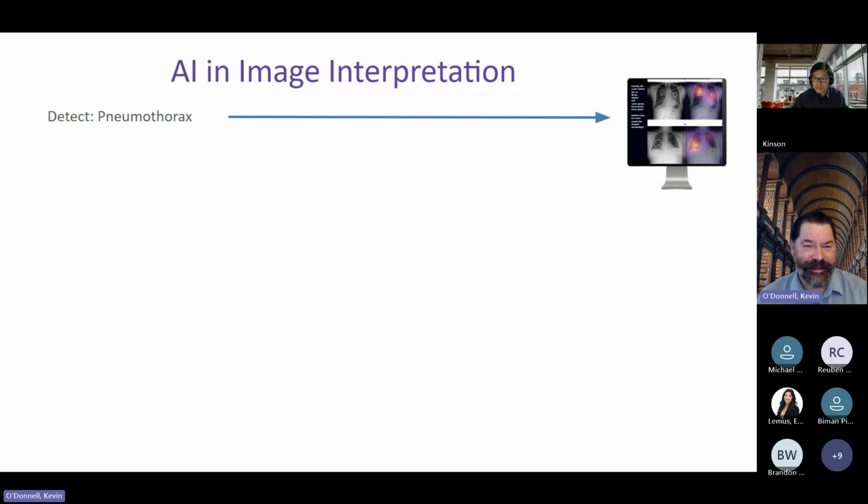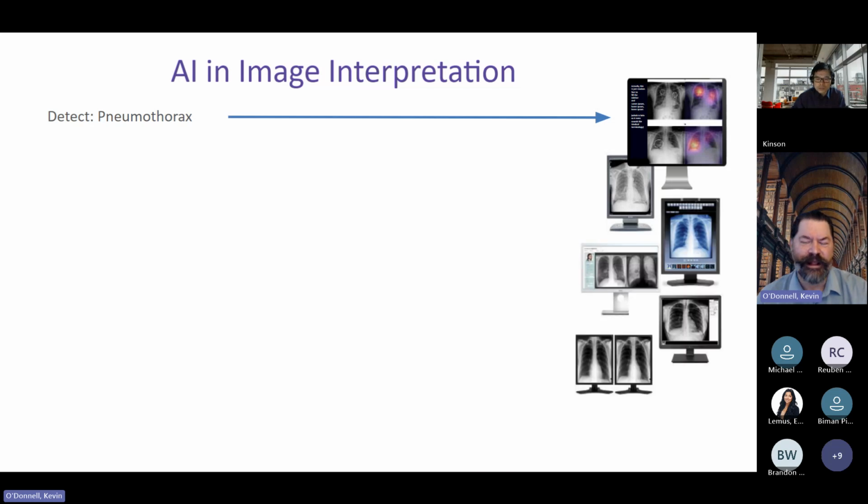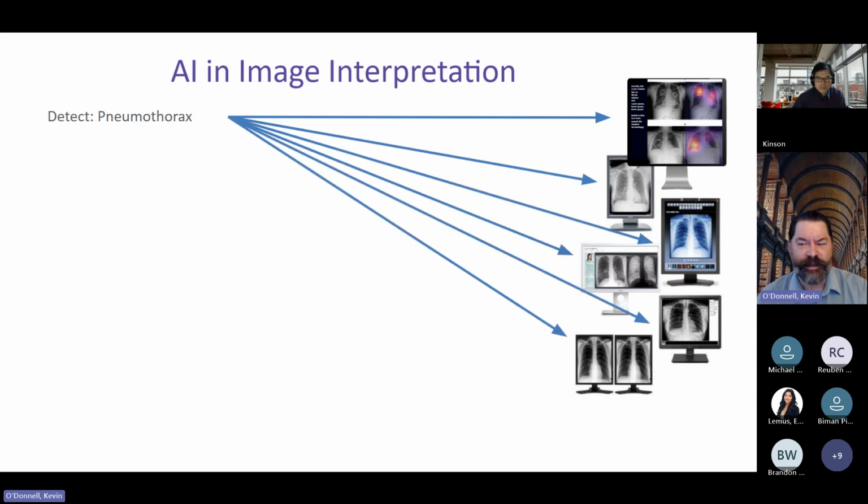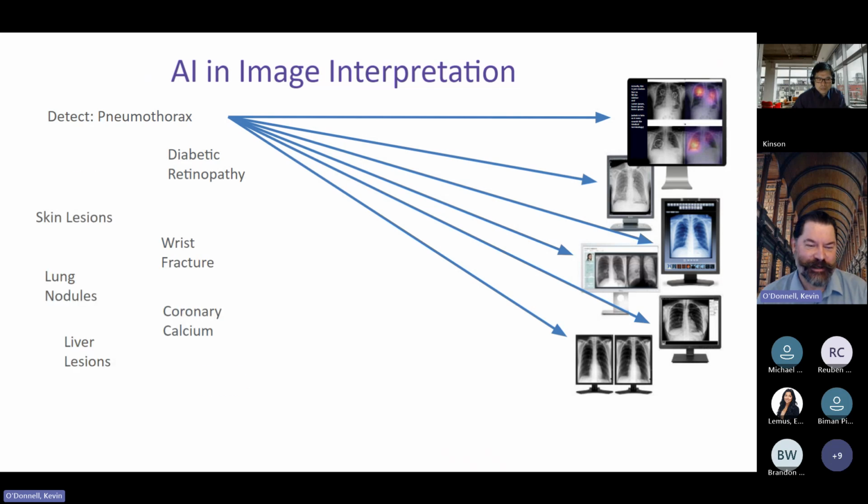And everything's lovely. Well, there's another group in a different branch of the hospital that has a different reporting environment. And then there's a few other hospitals they want to deploy this to as well. So they need to do the presentation integrations with each of those display environments. And then they've got this other one, which will do diabetic retinopathy, and one for skin lesions and wrist fractures, and you get the picture.